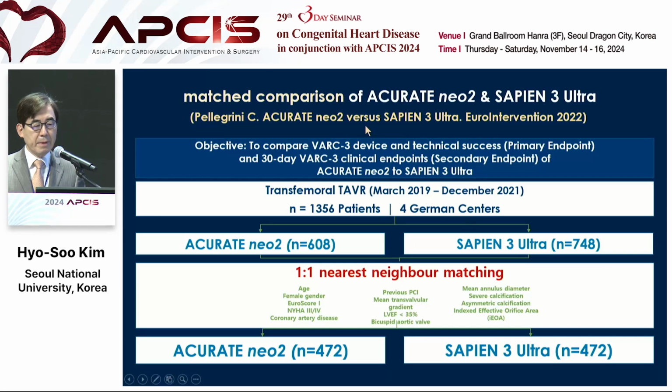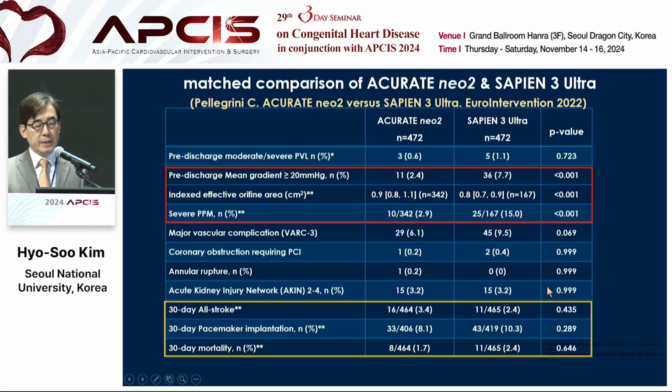There is a matched comparison of AcurateNeo and Sapien 3 Ultra from 4 German centers. They prepared 472 pairs by a 1-to-1 nearest neighbor matching process. The results are shown here. Accurate and Sapien. Immediate results: Accurate is better in terms of gradient, orifice area, and PPM. One-month results are similar between the two valves for stroke, pacemaker implantation rate, and 1-month mortality.